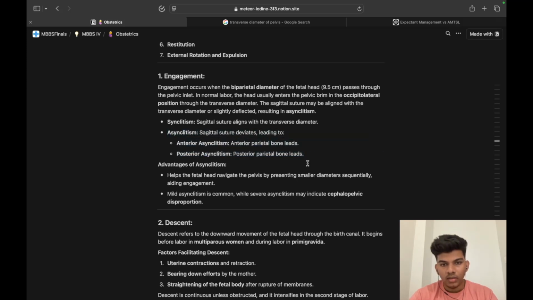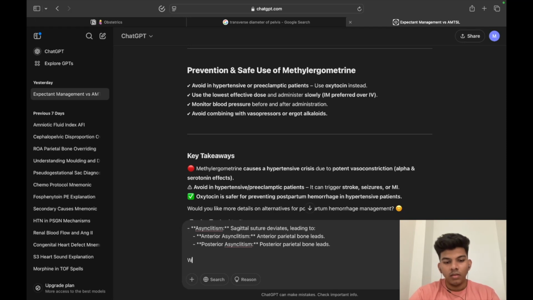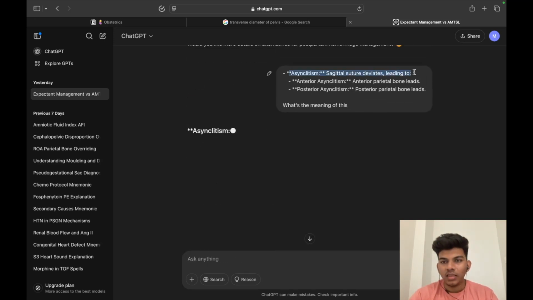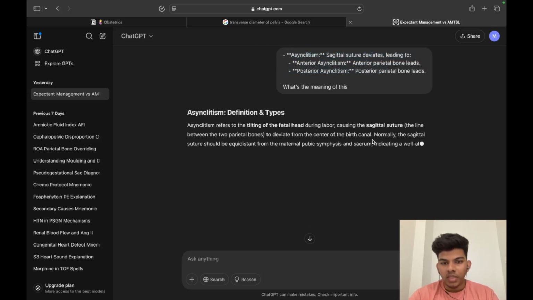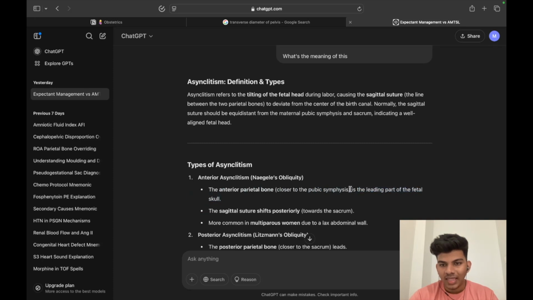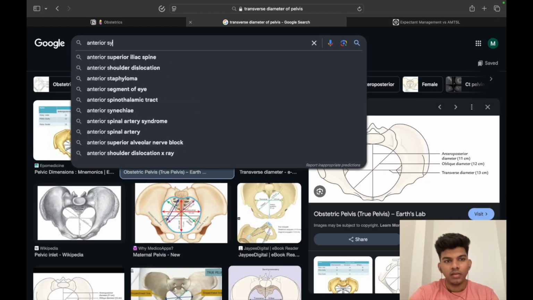Let's go over here. So asynclitism, we know what it is. Normally the sagittal suture should be equidistant from the maternal pubic symphysis and the sacral promontory. In anterior asynclitism, the anterior parietal bone, closer to the pubic symphysis, is the leading part. If we have an image, let's see over here, anterior asynclitism.